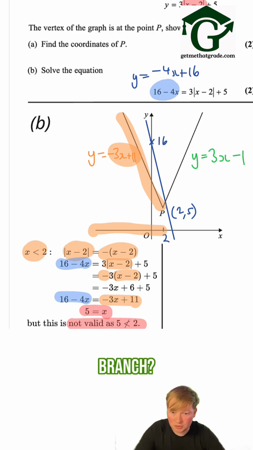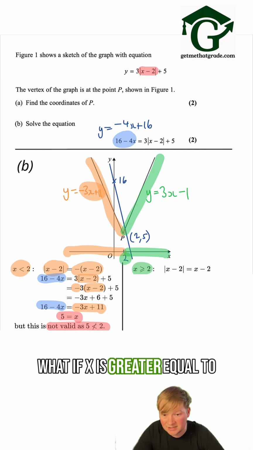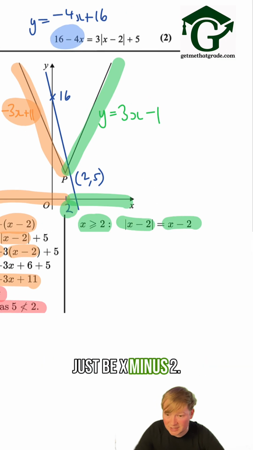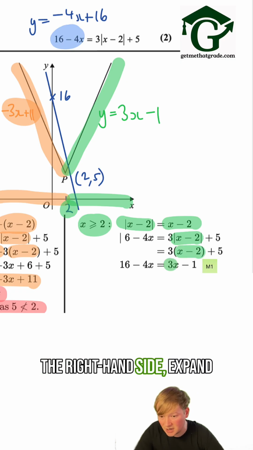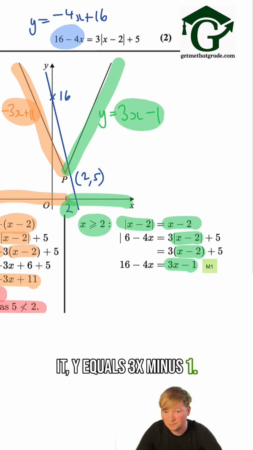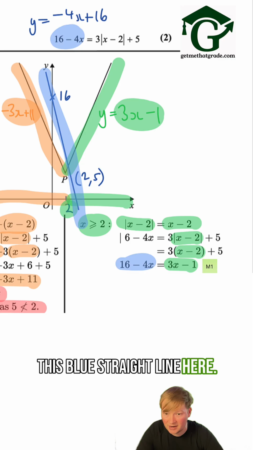What about the other branch? What if our x value is greater than the x value of P? What if x is greater or equal to 2? Well, in that case, the modulus of x minus 2 would just be x minus 2. So I could replace this part with x minus 2. Do the number crunching on the right-hand side, expand and simplify. We end up with, you guessed it, y equals 3x minus 1. And again, we're setting that equal to 16 minus 4x, this blue straight line here.